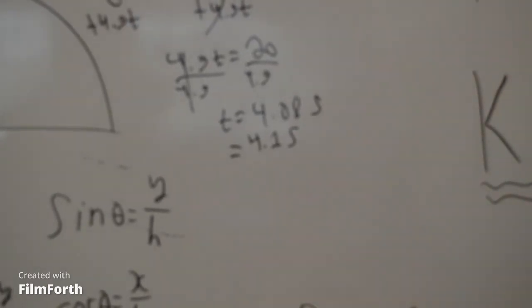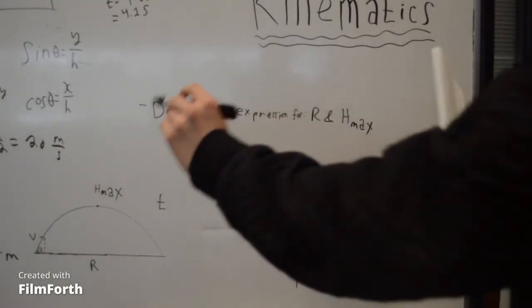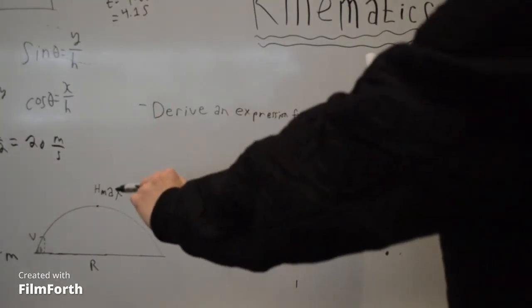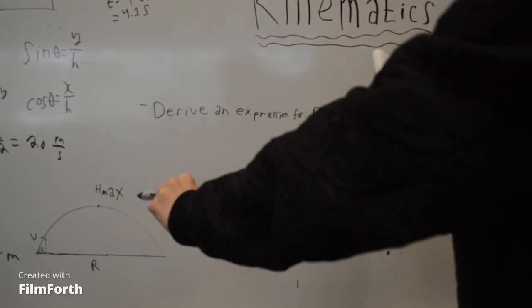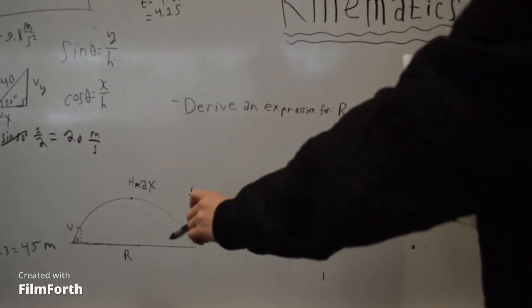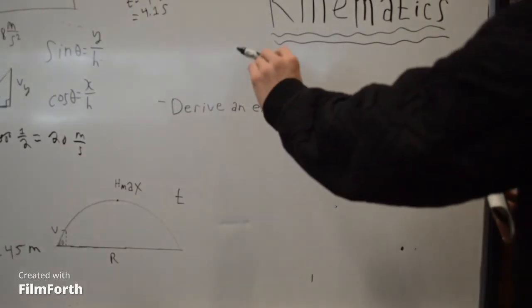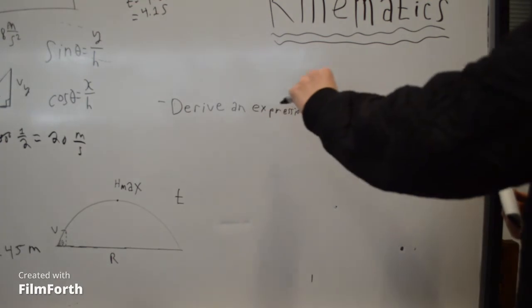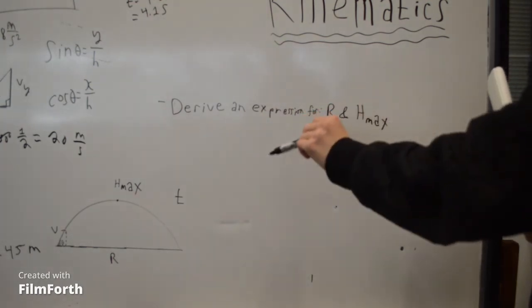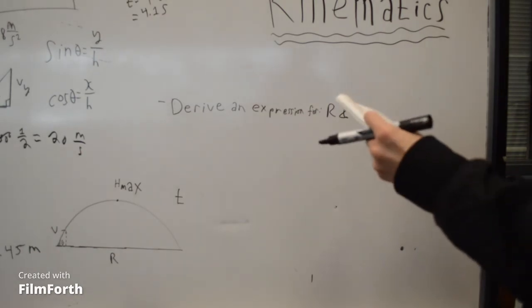Now, our last example. Alright, so in our last example, we're given a velocity v, and it's launched at angle theta. It travels a whole range R in time t. So what this question wants is for us to derive an expression for R, the range, and h max, which is the maximum vertical height the projectile reaches.